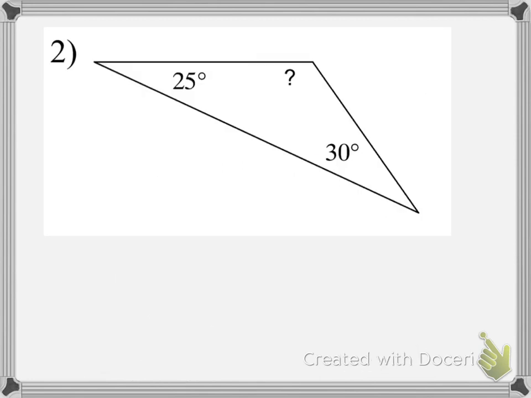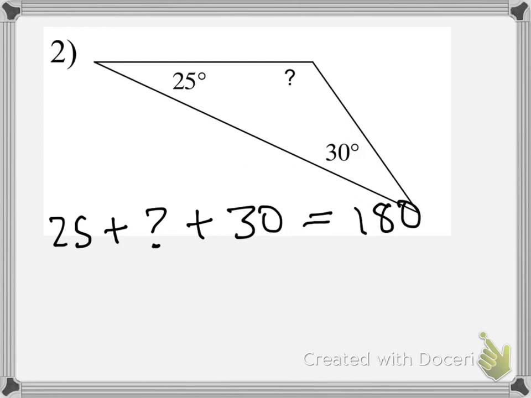All right, so same thing for number 2. We have 3 angles. We want to find the missing angle. In order for us to be able to find the missing angle, we're going to add all 3 of them and then set them equal to 180.